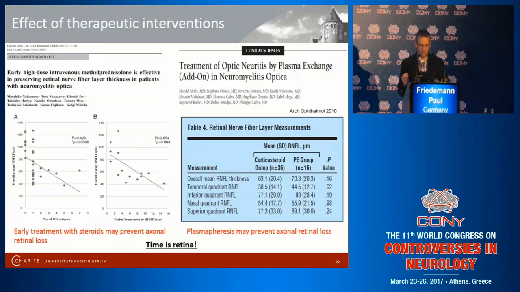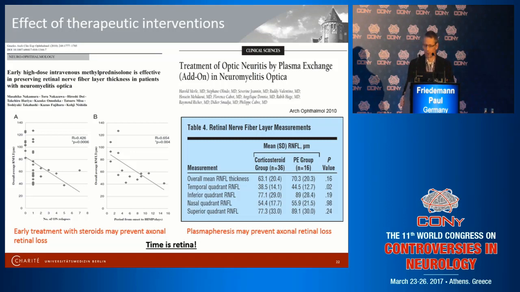So what does this mean? This is to me a scenario where, at the moment, I do not have good prospective data to back my hypotheses, but from retrospective data there is, I think, quite convincing evidence that the earlier the treatment of the optic neuritis, the better the outcome, also in terms of preservation of retinal tissue. This work from Japan shows, in the context of NMO optic neuritis, that the earlier you treat with steroids, the better the visual outcome, but also the less severe the structural retinal thinning. The same applies here.